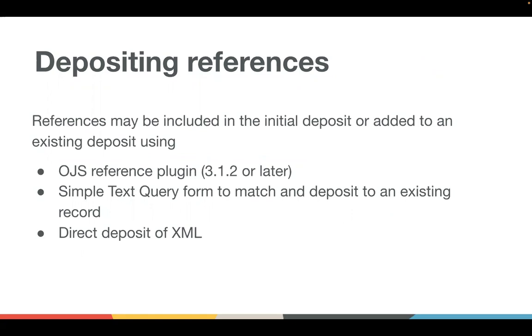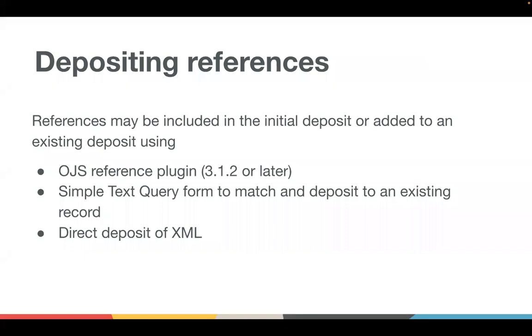References are an important part of your metadata record, but they're also required if you wanted to use our cited-by service. You can include references in the initial deposit, or you can go back and add them to an existing deposit. And there's a few ways to do this. If you use OJS in versions 3.1.2 or later, you can use the OJS reference plugin. We also have a tool called the Simple Text Query Form, which is used to match and deposit references to an existing record. And then of course, there's direct deposit of XML.